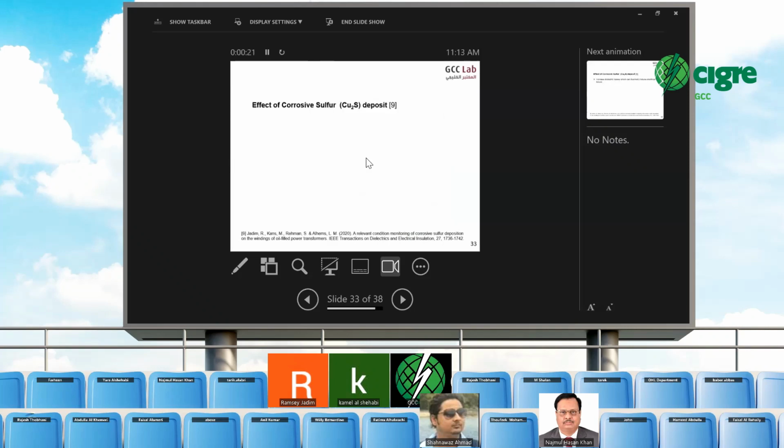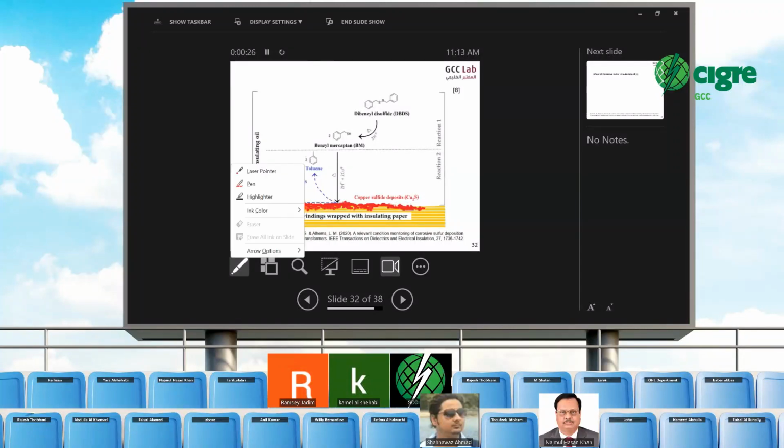The presence of DBDS, dibenzyl disulfide, is the main source of the corrosion. There are many other sulfur compounds, but this one is the main one. The others are not affected too much. Why? Because DBDS is actually an antioxidant. If you have DBDS, there is no need to add an antioxidant because it is an antioxidant.